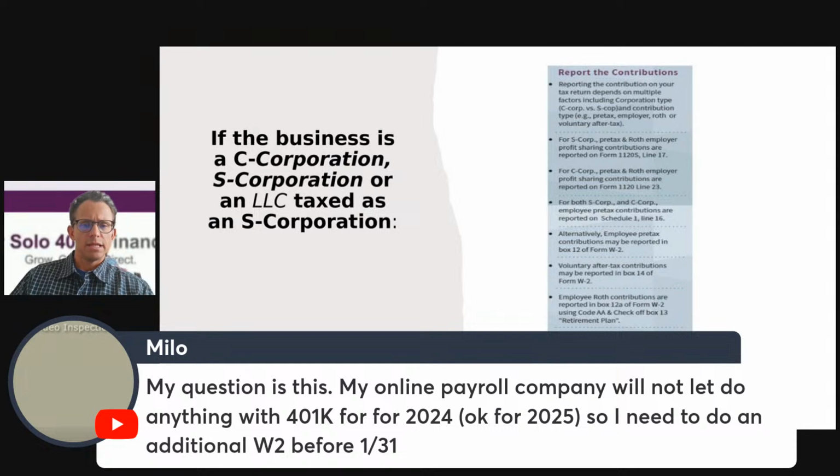Here it is. Take a look at the slide here. Remember, employee contributions. So employee pre-tax contributions, they can be reported on Schedule 1, line 16, or they can be reported in box 12 of the W-2. So you don't have to report those employee pre-tax contributions on the W-2. You can say the heck with the payroll company and report those on Schedule 1, line 16 instead. Just don't report it on both boxes or lines, because you'll be double dipping.